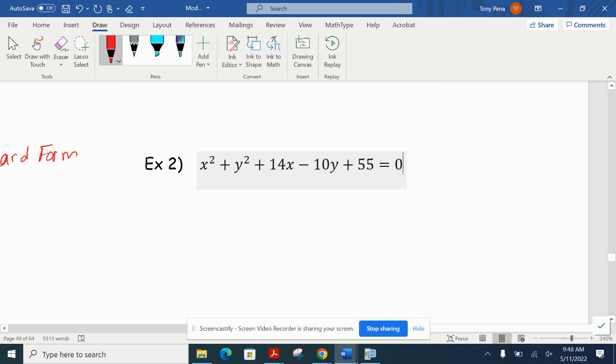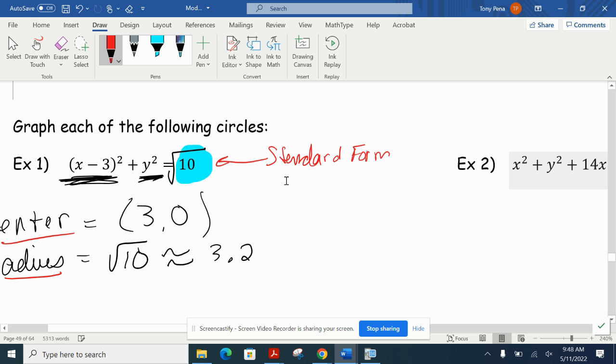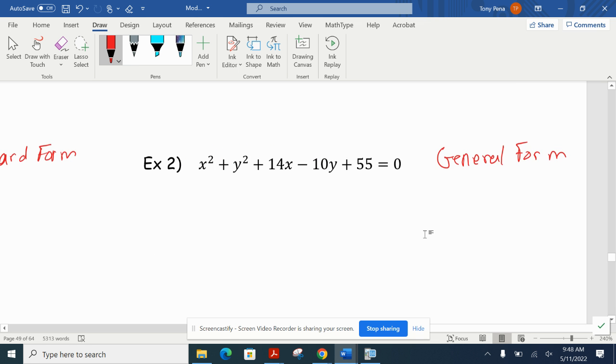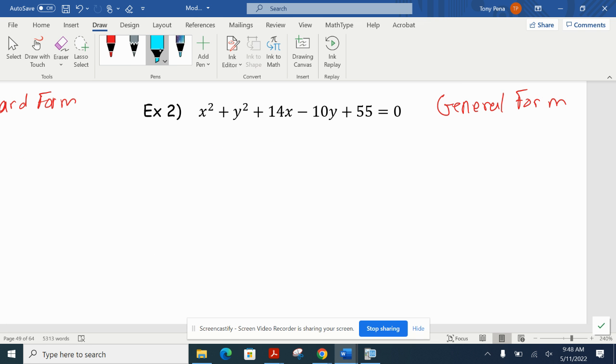All right, this is what we would call general form. General form is not particularly useful for us if we're looking for the center and the radius. So we've got to do some work to put that into standard form. Just like we did before, we're going to rearrange a little bit. I'm going to take the x terms and put them next to each other. So I'm going to write x squared, and since that's a positive 14x, we'll do x squared plus 14x.